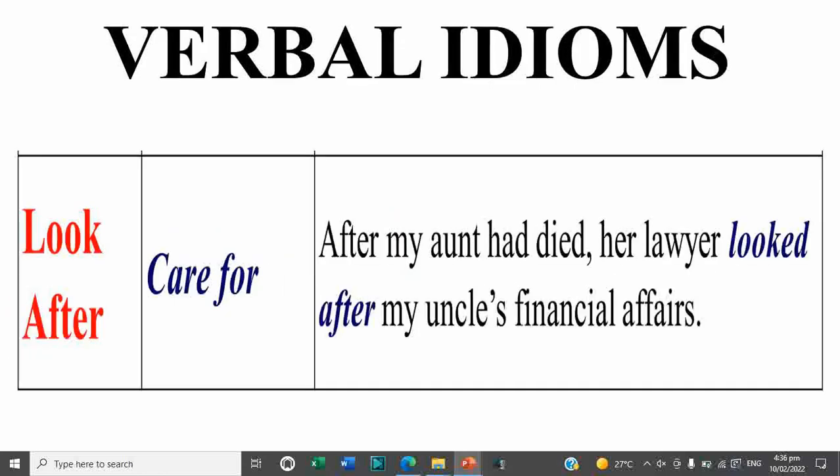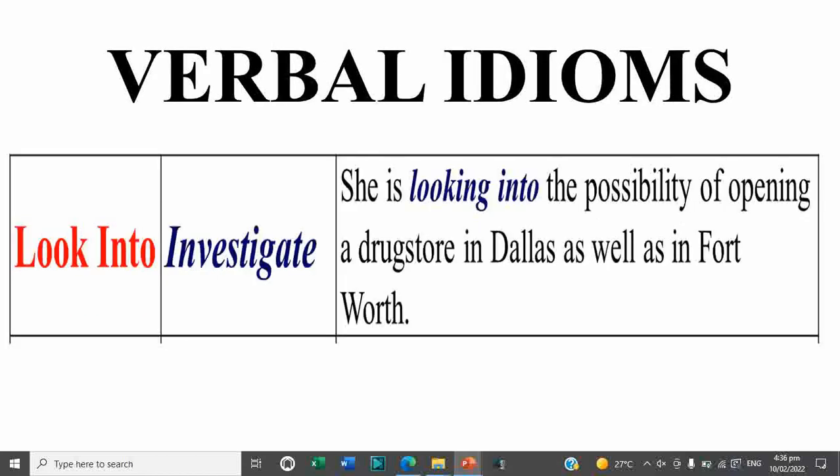Next, look after. It means care for. For example, after my aunt had died, her lawyer looked after my uncle's financial affairs. Next, look into. It means investigate. For example, she's looking into the possibility of opening a drugstore in Dallas as well as in Fort Worth.